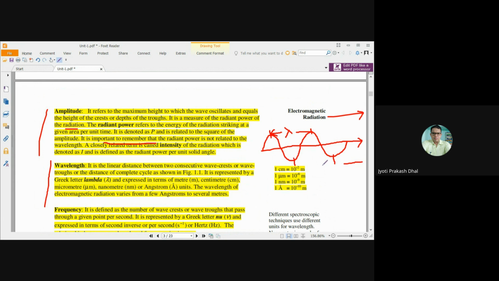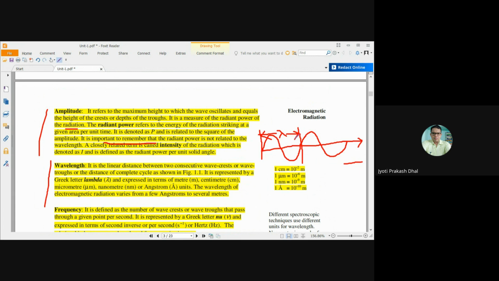The distance between two consecutive crests or the distance between two consecutive troughs, that is known as wavelength, and it is denoted as lambda. We can also define the wavelength as the distance of a complete wave. All are the same. The distance between two consecutive crests and the distance between two consecutive troughs, that is called lambda.